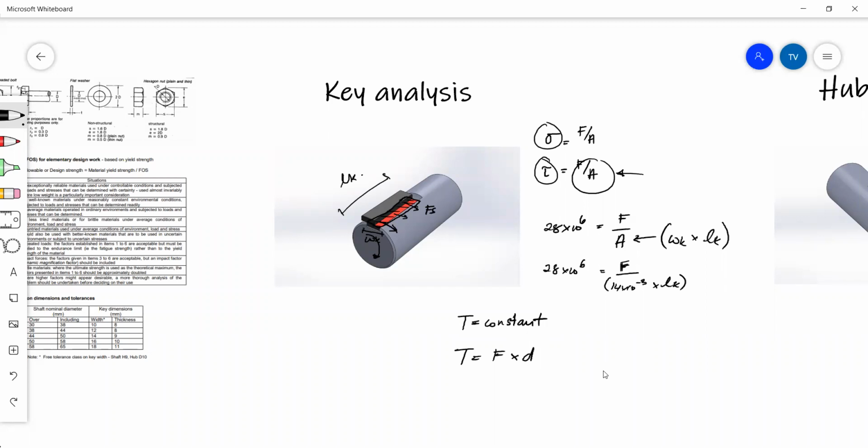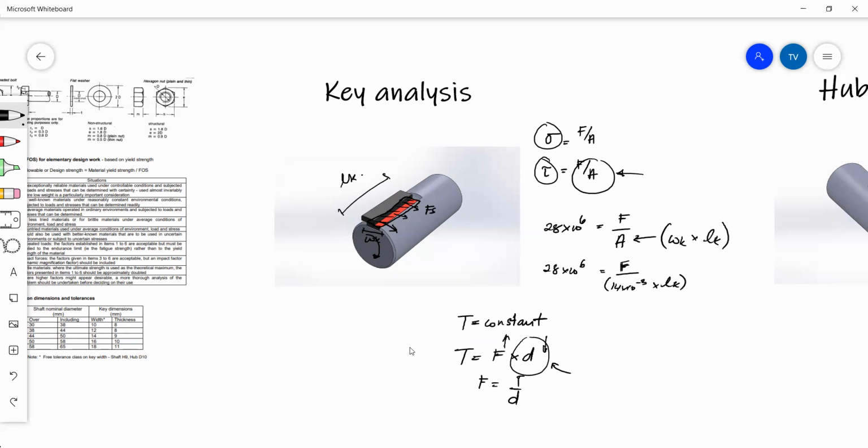Inversely proportional. Yes, exactly. So as our force increases, our distance will decrease, and as our distance increases, our force will decrease. So you use this relationship and your value of D to find your force.